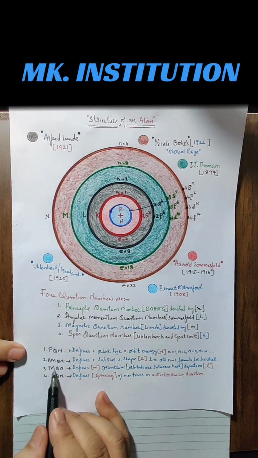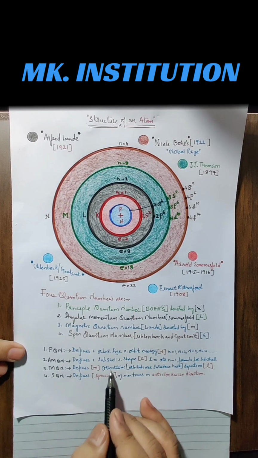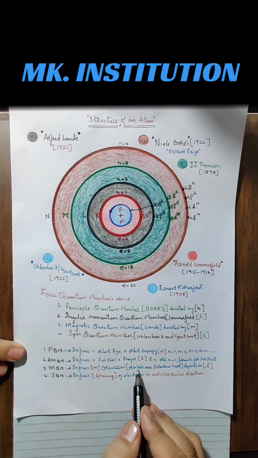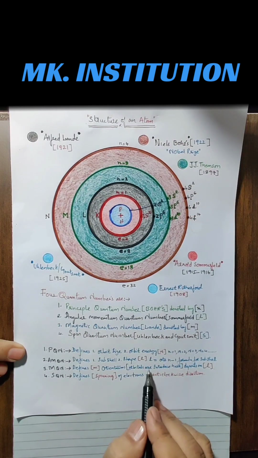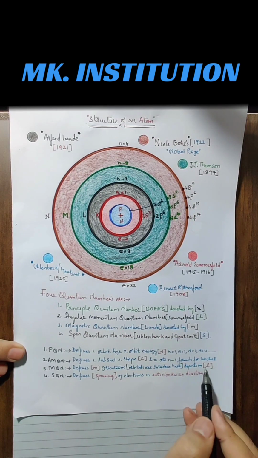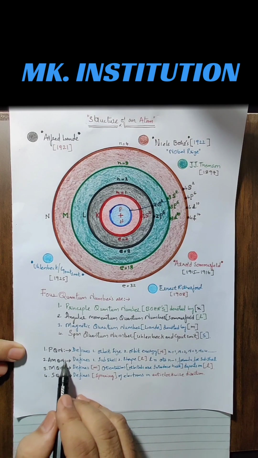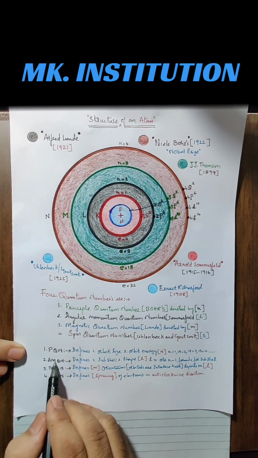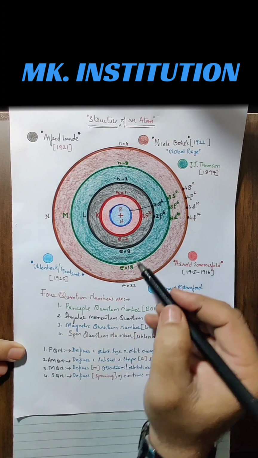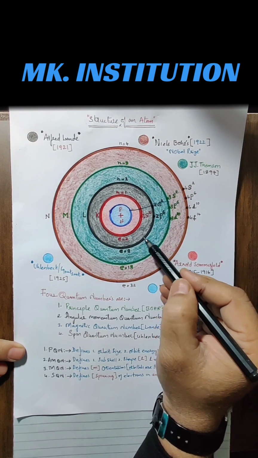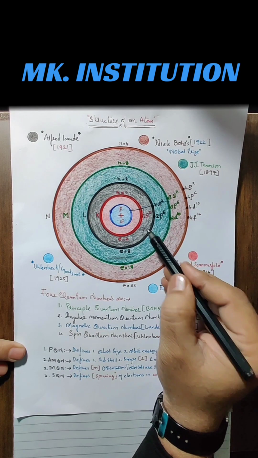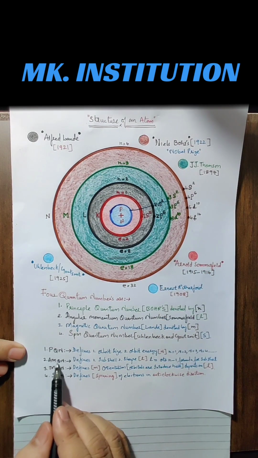And next is the magnetic quantum number. What does it define? Orientation. That means the orientation of orbitals, where actually the orbitals are present. The number of orbitals depends on l. What is l here? The angular momentum quantum number. The magnetic quantum number purely depends upon the angular momentum quantum number. Orbital means space. In each orbit, how many orbitals are there? They are totally linked to the angular momentum quantum number.